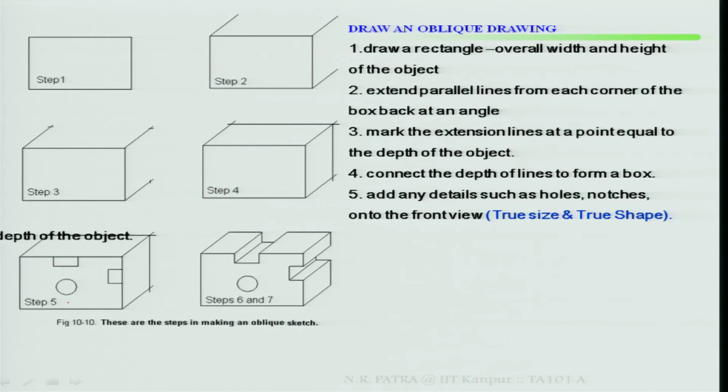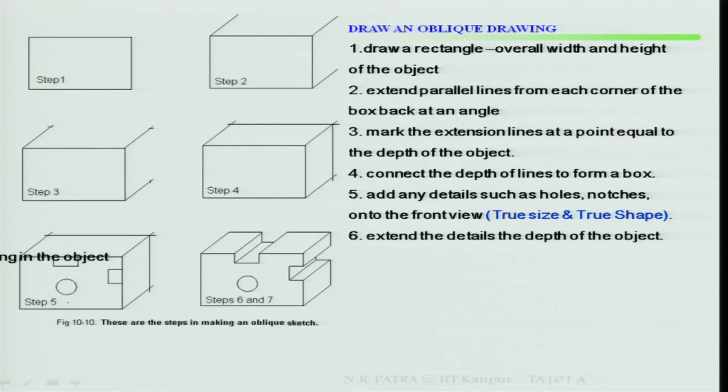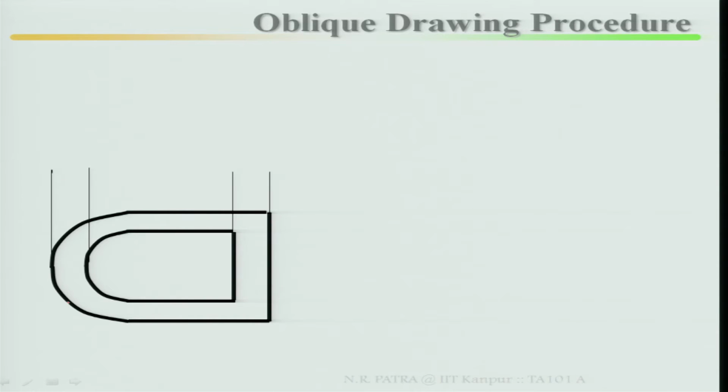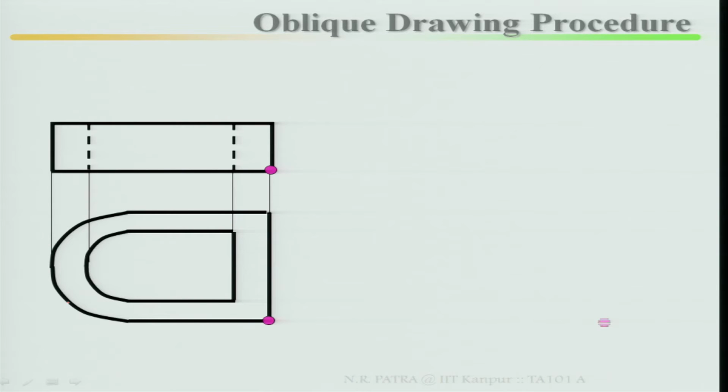Then step 6 and 7: extend the details by the depth of the object. Then obviously, once you finish it, complete the sketch by darkening in the object. These two examples I have finished.